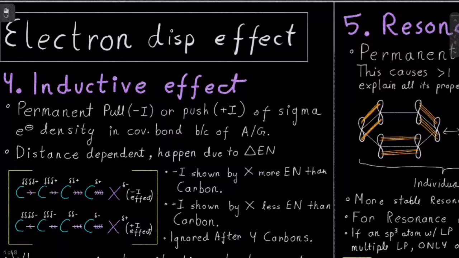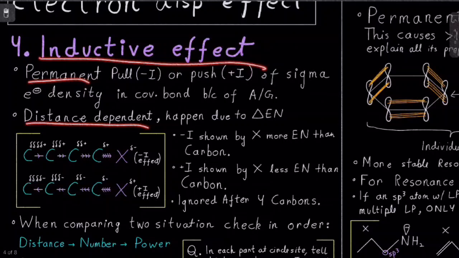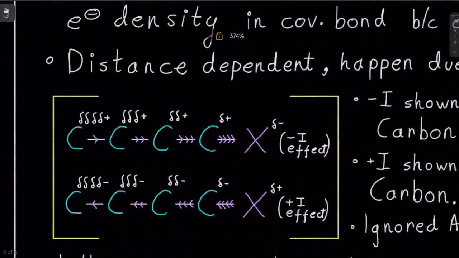If the group pulls electrons, we call it minus I effect. If it pushes electrons, we call it plus I effect. The inductive effect is the only permanent effect which is distance dependent, and it happens due to difference in electronegativity. For example, this is how it happens.